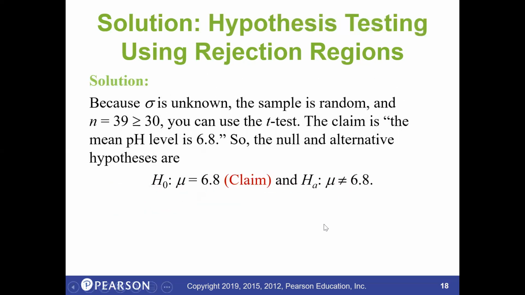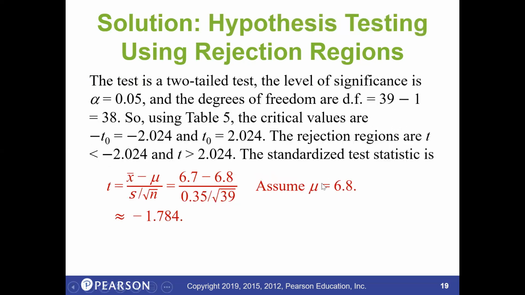Can't give you all the information here. So it's a two-tailed test. That is true. Level of significance is alpha 0.05. Degrees of freedom is 38. And we use the tables 5 to get those values for us.